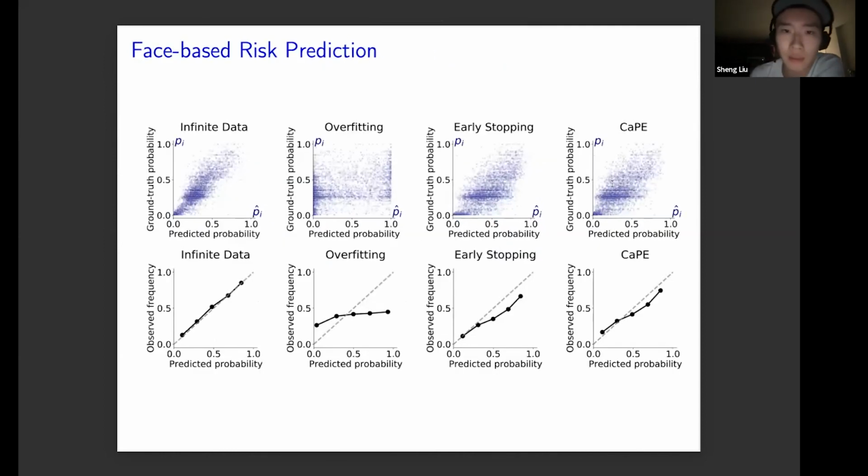And here is a similar graph as I showed before, but with CAPE. With CAPE, you'll observe something better than early stopping. You'll see that this cloud is not as wide as with early stopping, especially here, and especially on this figure as well. You'll see it's closer to the y equals x line than the early stopping. So CAPE actually helps and improves more over the early stopping strategy.